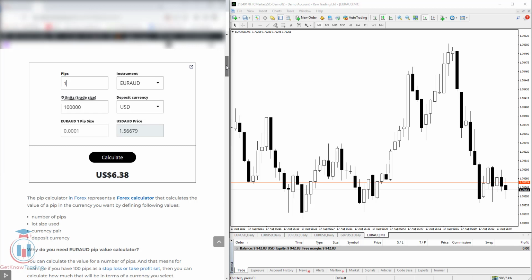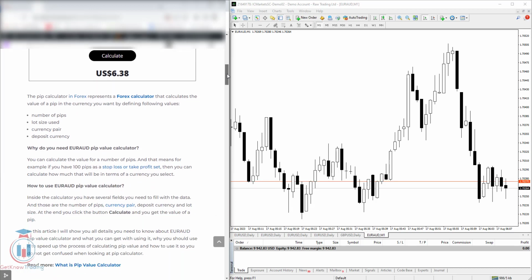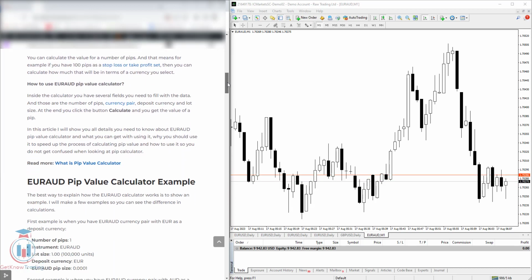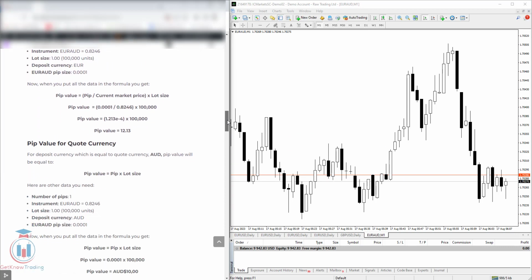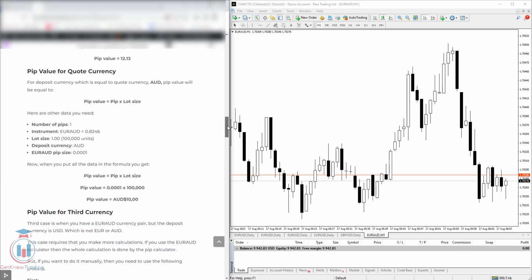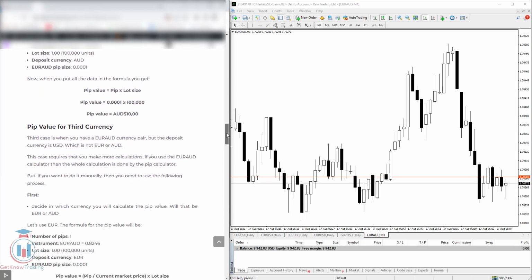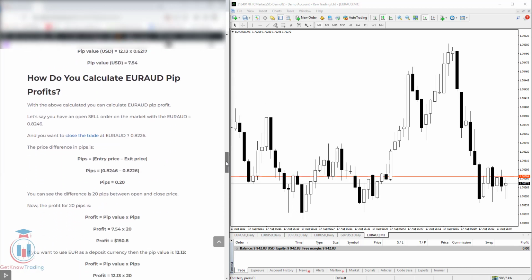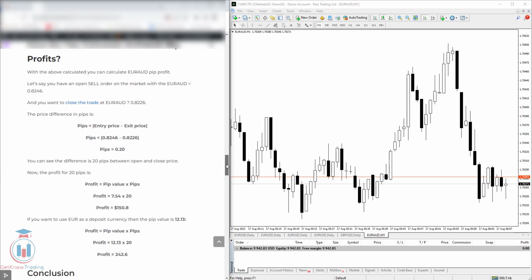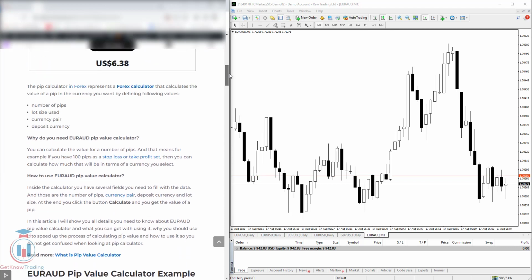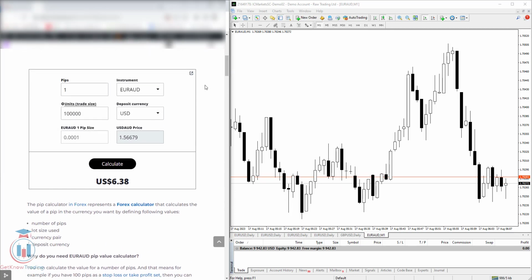Inside this article you will also see an example of how to calculate the Pip value for the base currency, for the quote currency, and also for the third currency as a deposit currency, which is not inside this currency symbol. Then you will also have an example of how to calculate the profit for the number of pips that is a difference. Let me explain what you have here inside the Pip value calculator for the Euro against Australian dollar. Here in the first field you enter the number of pips.